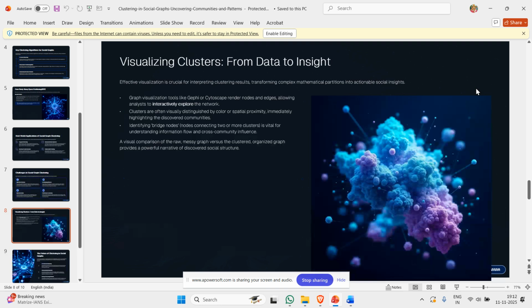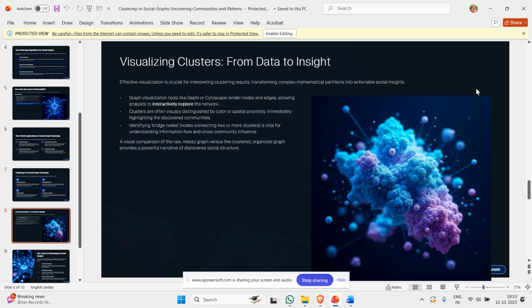Visualizing clusters from data to insights. Effective visualization is crucial for interpreting clustering results, transforming complex mathematical partitions into actionable social insight. Graph visualization tools like Gephi or Cytoscape render nodes and edges, allowing analysts to interactively explore the network. Clusters are often visually distinguished by color or spatial proximity, immediately highlighting the discovered communities.